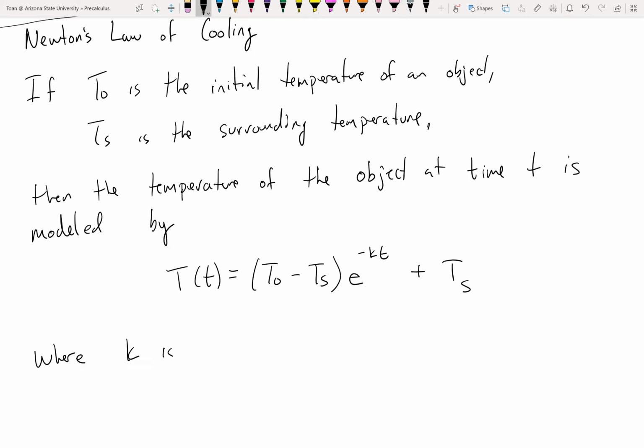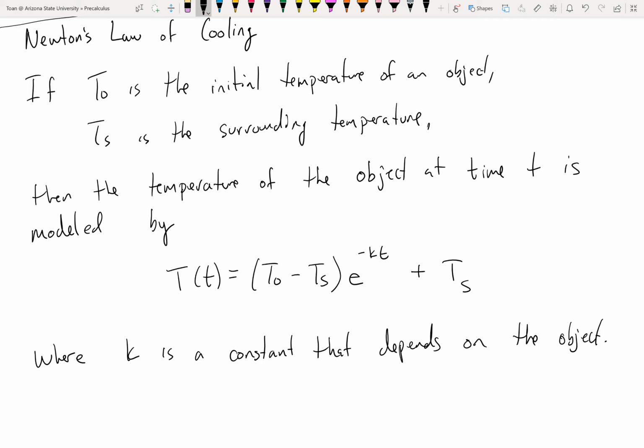where k is a constant that depends on the object. So instead of talking about rates, we're talking about constants. It's just a physical attribute of the object.